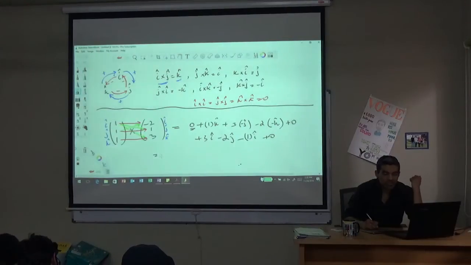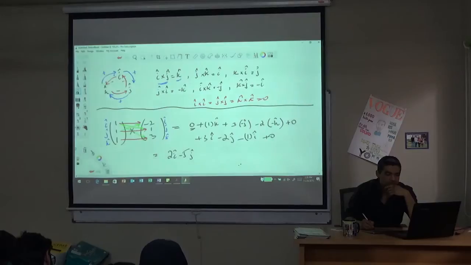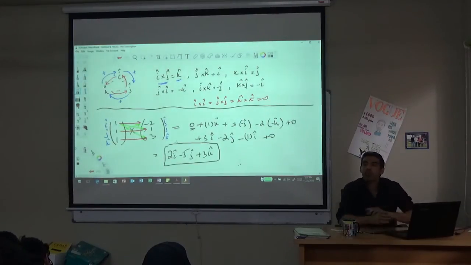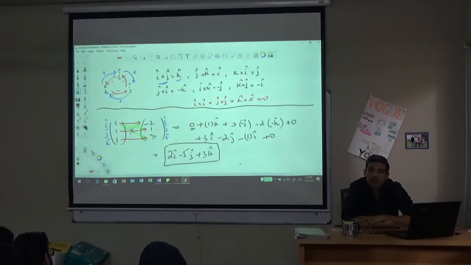So your cross product is actually giving you 2I minus 5J plus 3K. Yes. This is what you're getting here as a cross product. And this resulting vector 2I minus 5J plus 3K is mutually perpendicular to 1, 1, 1 and minus 2, 1, 3. Actually, this was a regular method.